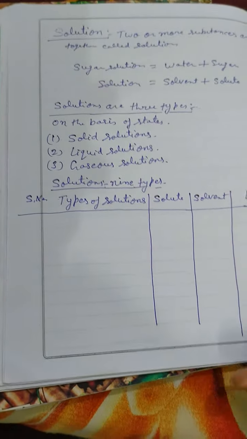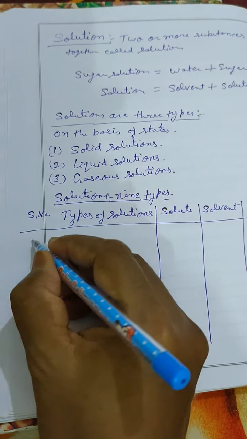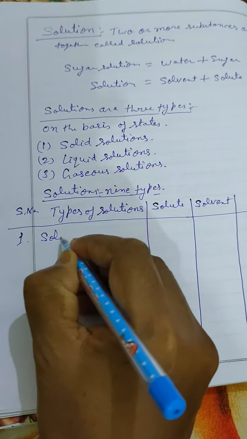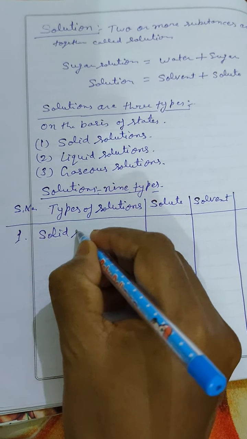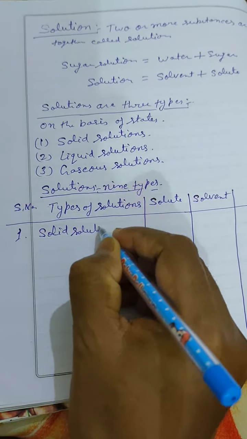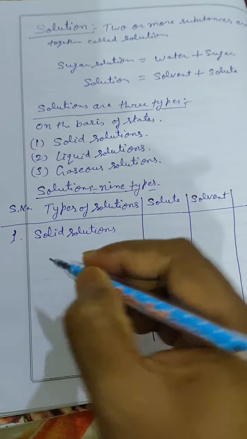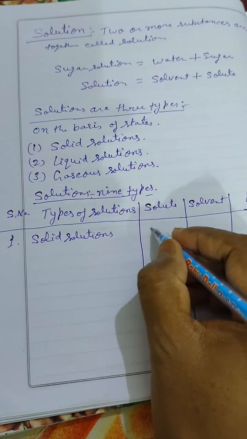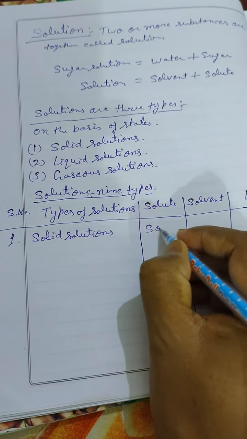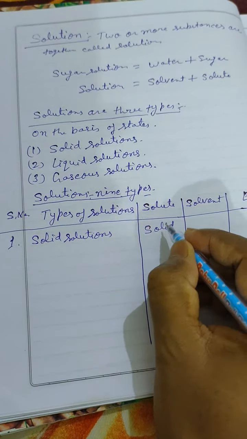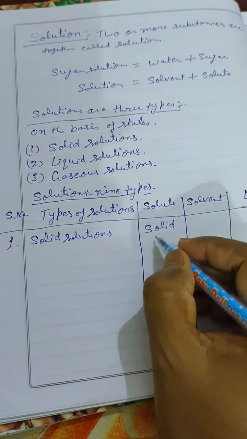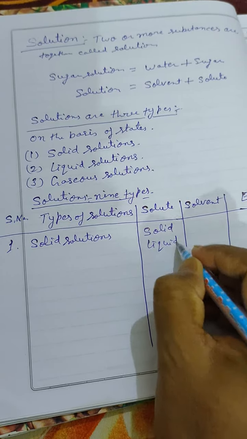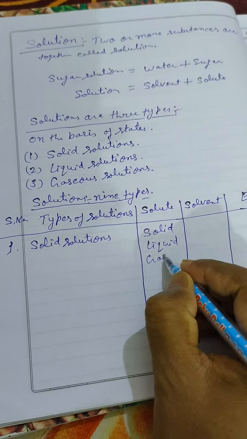Number 1, solid solution. In solid solutions, the solute, in the column of solid, liquid and gas. These are the three types.